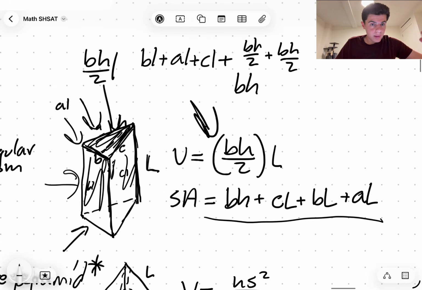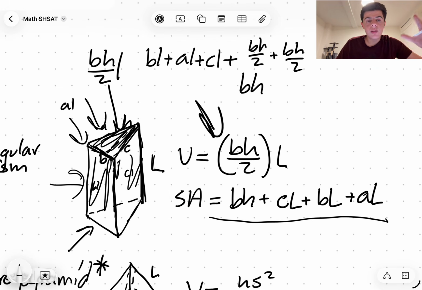And remember, these are names I've just given to these sides, but you might see different variables. You might be given numbers. Just remember what I did here. If you understand what I'm doing here, you won't get confused when the numbers change or when you're given different values or something like that.